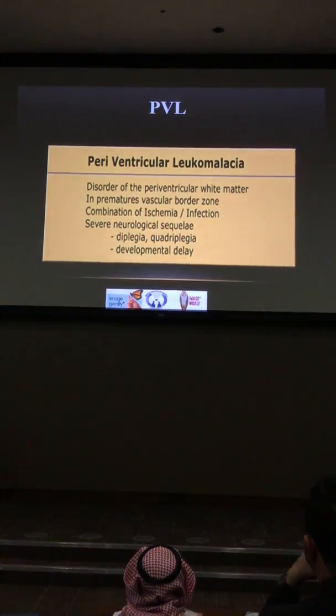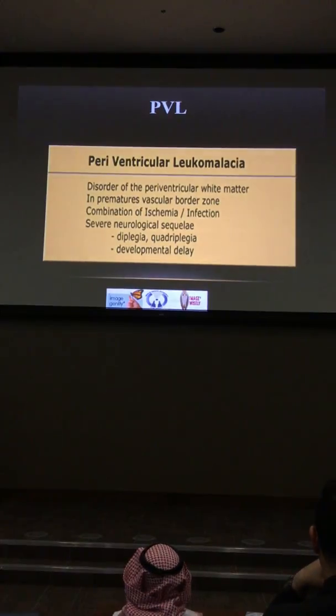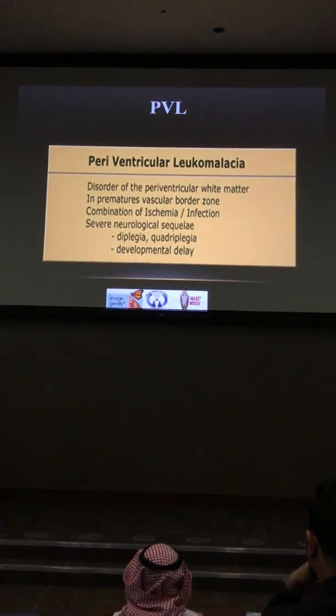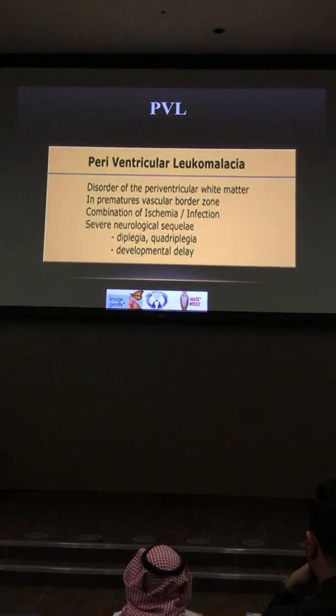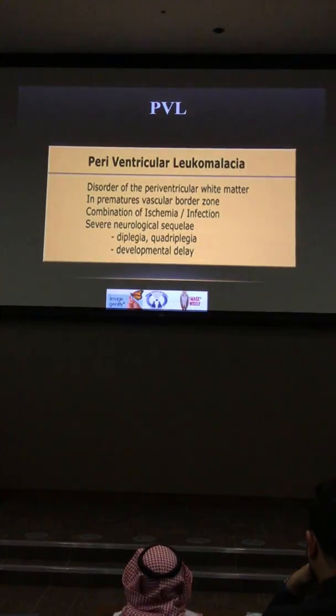Now, PVL is another thing that we are seeing in neonates. PVL basically has the same pathophysiology as the hemorrhage. It's because of the immature autoregulation of those babies after delivery. Basically, it's an ischemia of the periventricular white matter, and it has different stages, and also the prognosis is different. Okay?